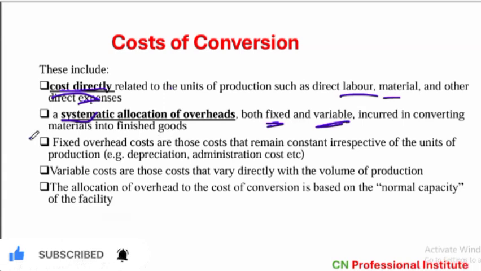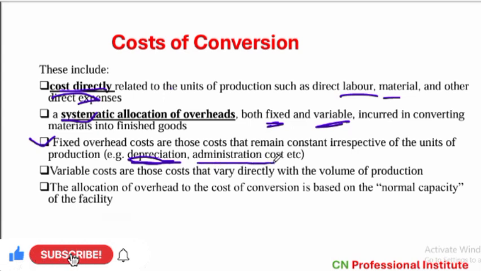Then here we have fixed cost or fixed overhead cost, right? As we know, they are costs that remain constant, irrespective of the level of production. So irrespective of the number of units that we produce, they remain constant. They do not change. So depreciation is an example, and then probably administration cost, right?